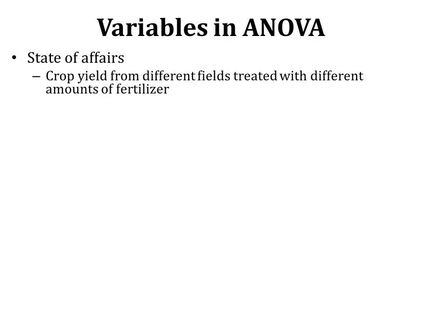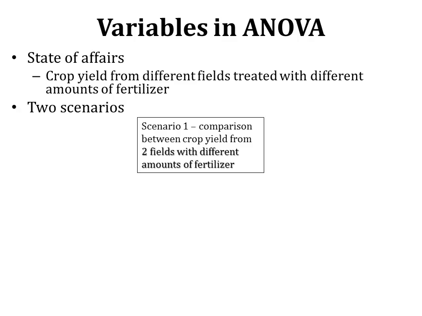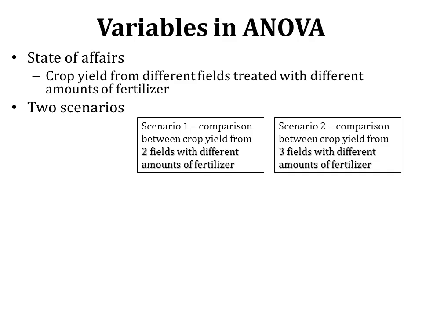Then we have another example, which is crop yield from different fields treated with different amounts of fertilizer. So we have two scenarios. Scenario 1 is comparison between crop yield from two fields with different amounts of fertilizer. Scenario 2 is comparison between crop yield from 3 fields with different amounts of fertilizer.